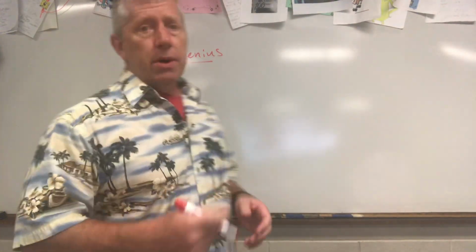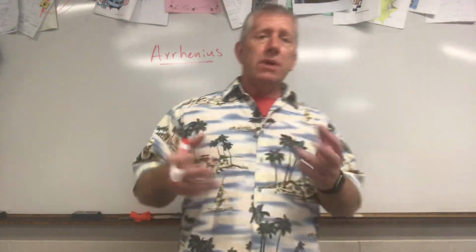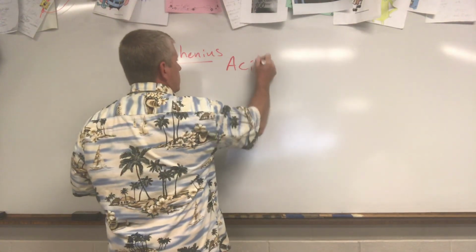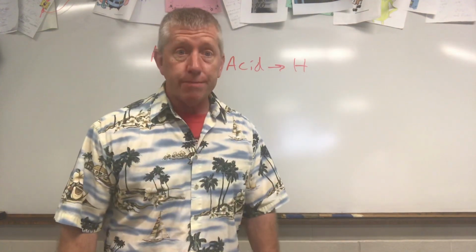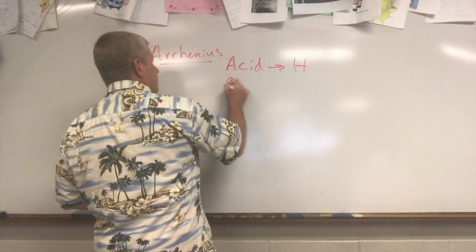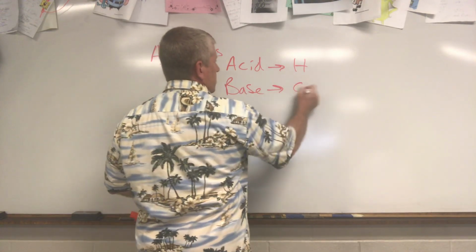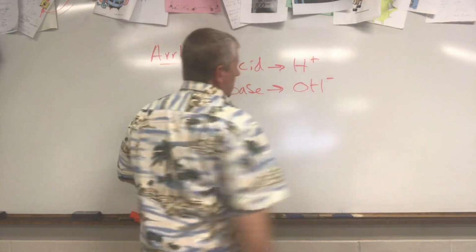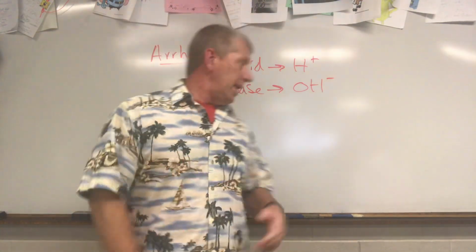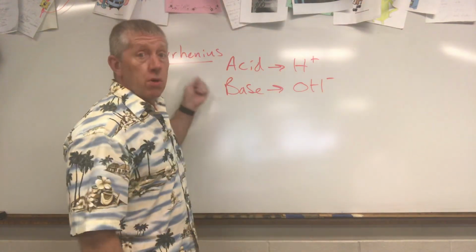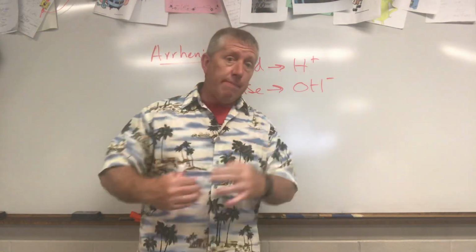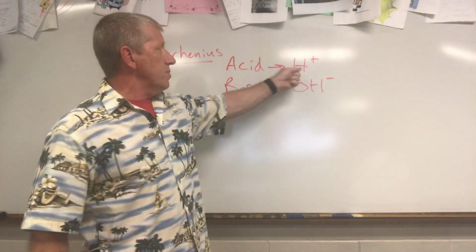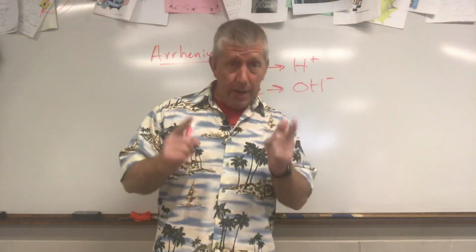Arrhenius, this is your traditional acid and base. Your traditional acid and base is an acid, has hydrogen. If you got some H, you're an acid. Base, you have OH, hydroxide. All right, so if you have hydroxide, according to the traditional or the Arrhenius definition, you are a base. As a matter of fact, you have to have hydroxide to be a base, and you have to have hydrogen to be an acid. All right, with me?